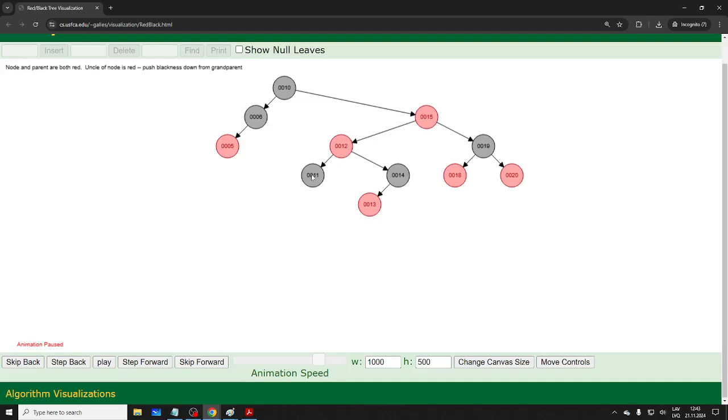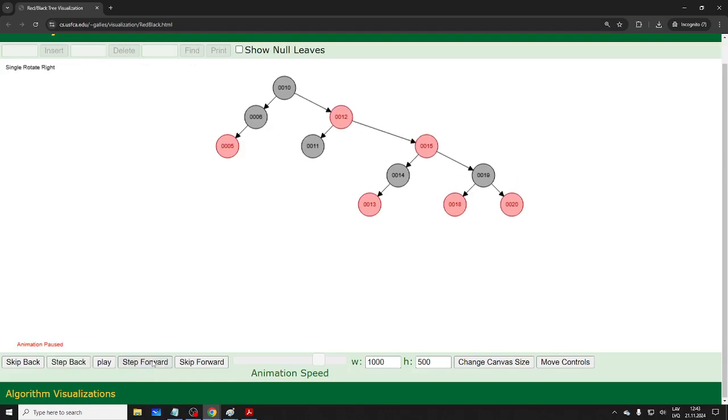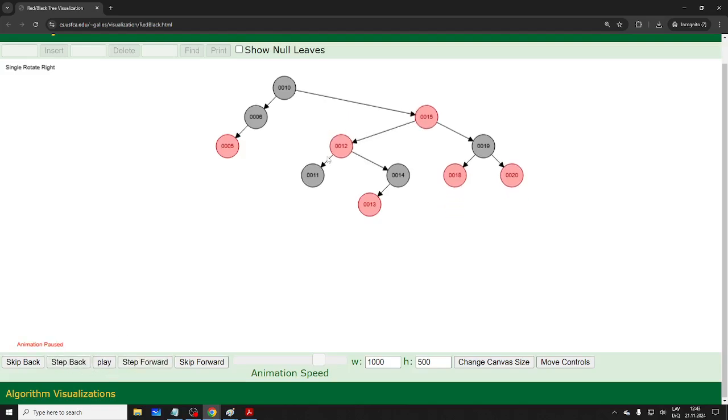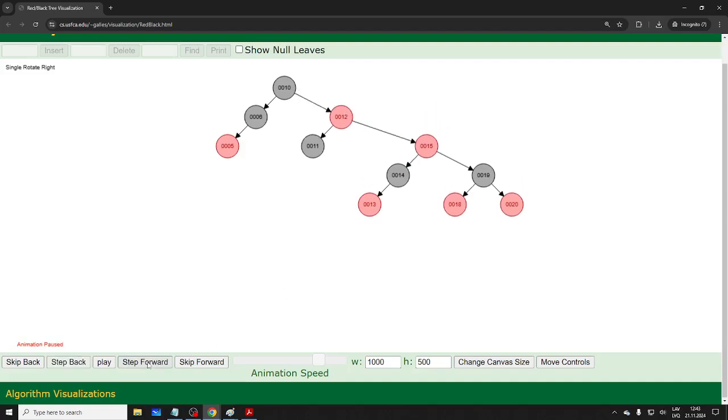You cannot have 2 reds in a row, right? So, node and parent are both red. Node is left child, parent is right child. So what do we need to do? Wow. Right, are we done? So we can replace this, right? 12 can go here, 15 can go here. Let's check it out, right?